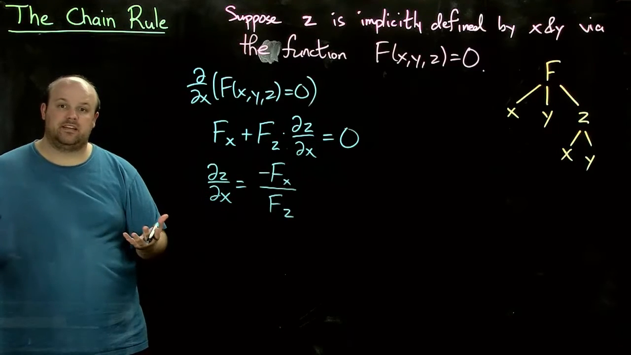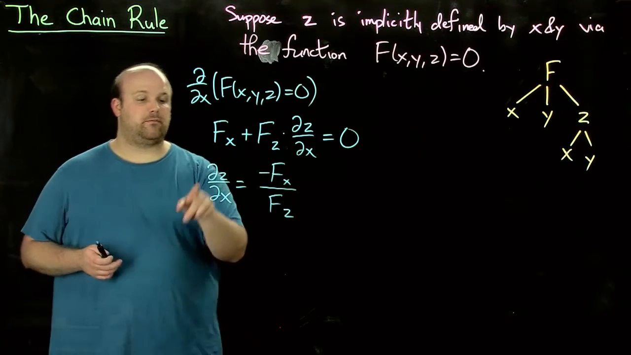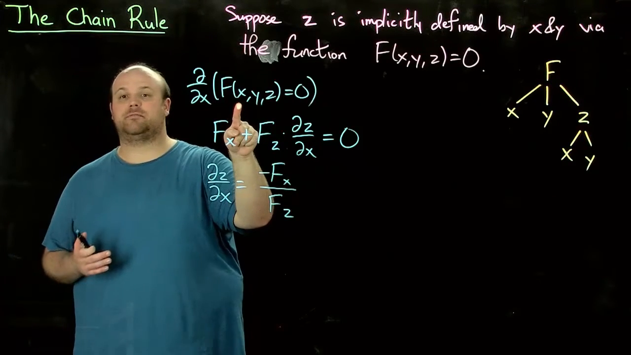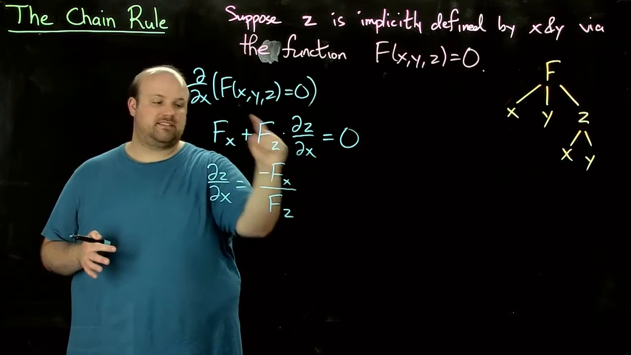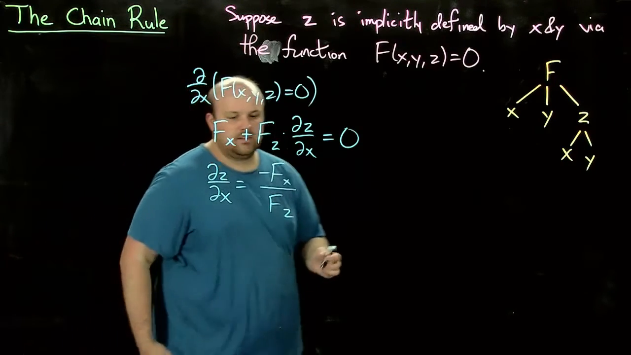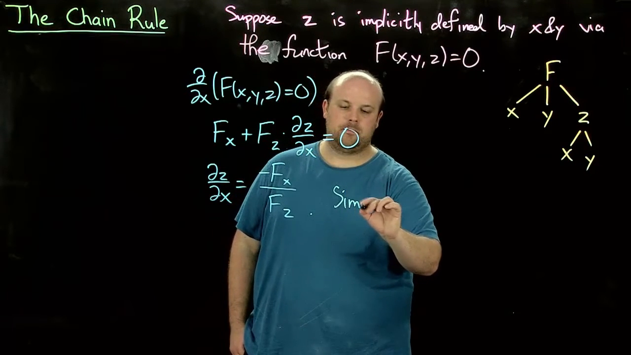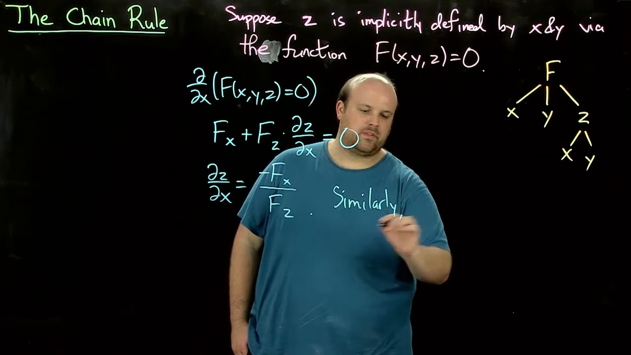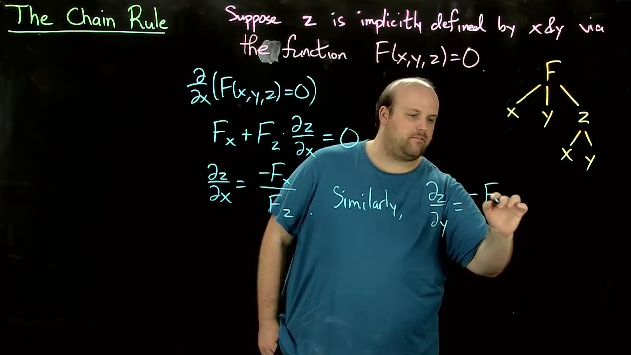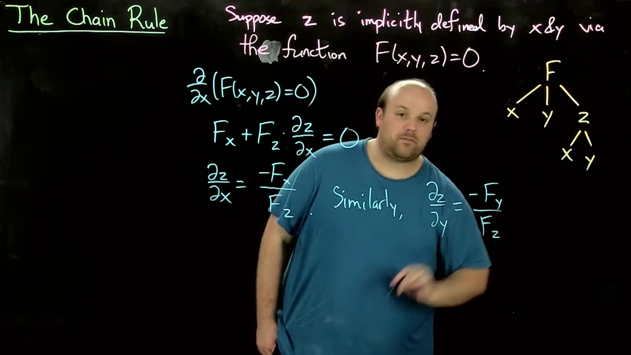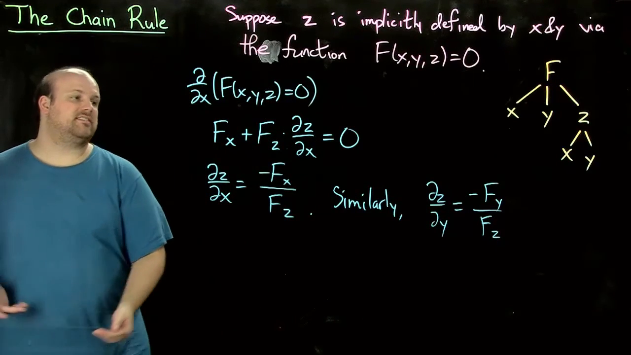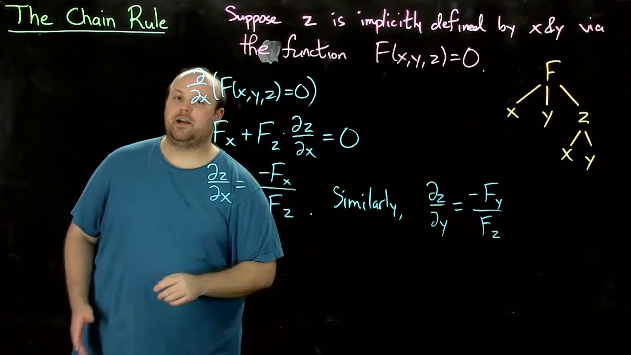And that's really it for that story. If you want dz dx, all you really have to do is take the derivative with respect to x, then with respect to z, take the quotient and do the negative. Similarly, we can find dz dy is just negative fy over fz. It's pretty much exactly the same story, except here's a y and here's a y.